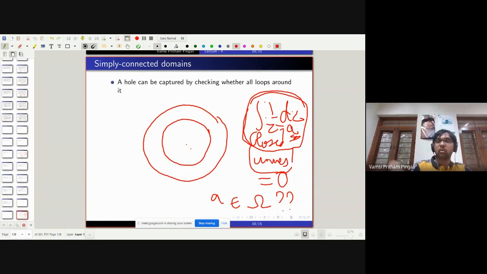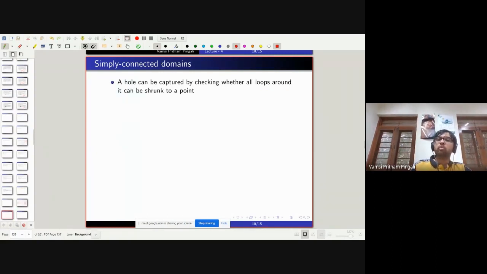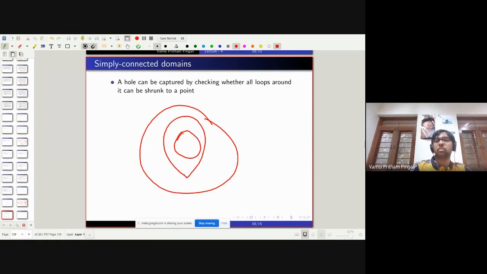But there's another way to do it. You see, what is going wrong here is, how do you capture a hole? No matter how small you make it, there's still a hole, right? In other words, if I fix a point, no matter what curve, if I try to shrink this curve to a point, at some point I'll run into trouble, right? So we can check whether all loops around it can be shrunk to a point. If I want to see whether something is a hole, we'll take a loop, try to shrink it to a point. At some point, you're in trouble. Oops, there's a problem.